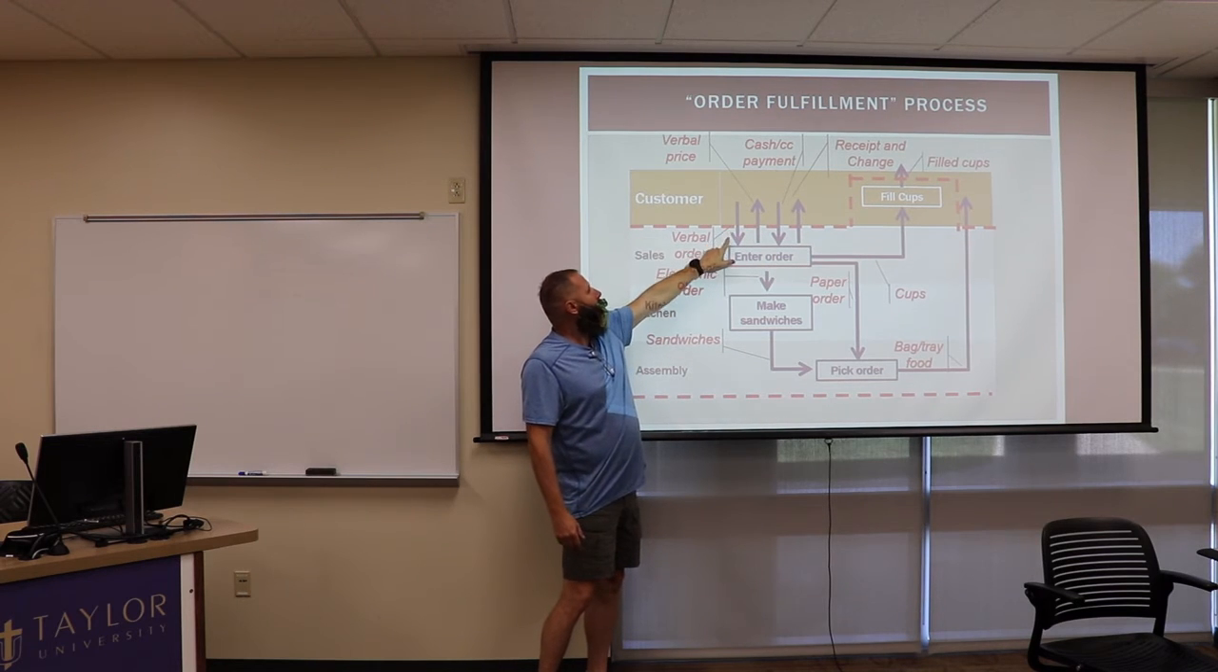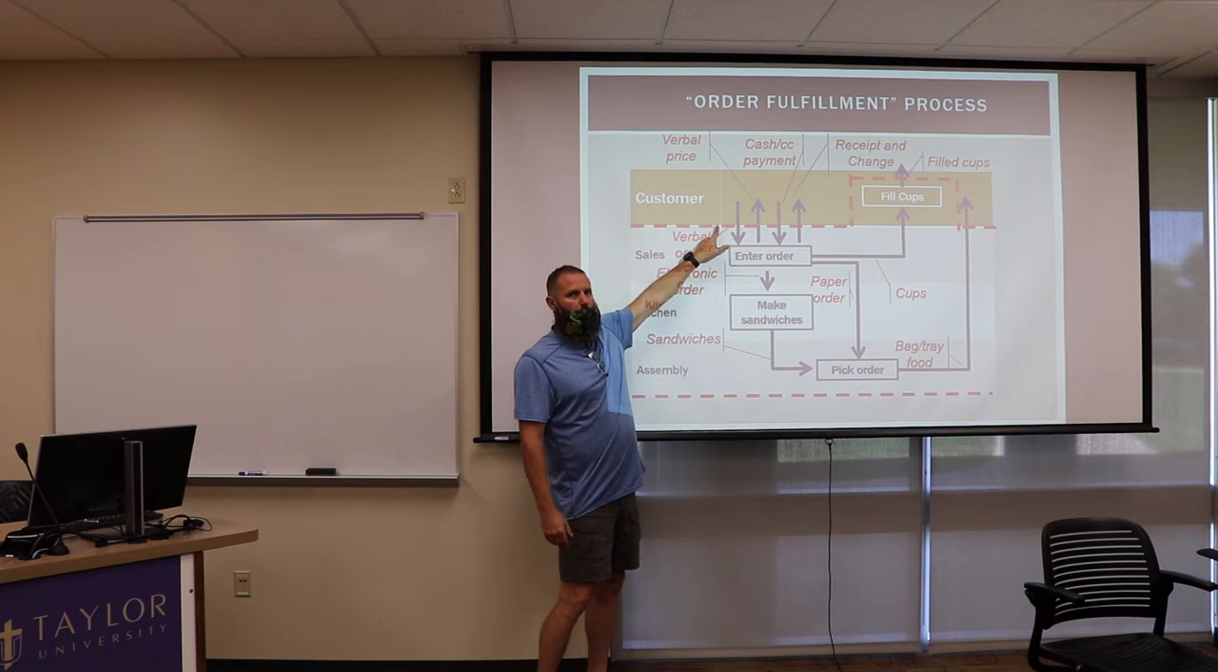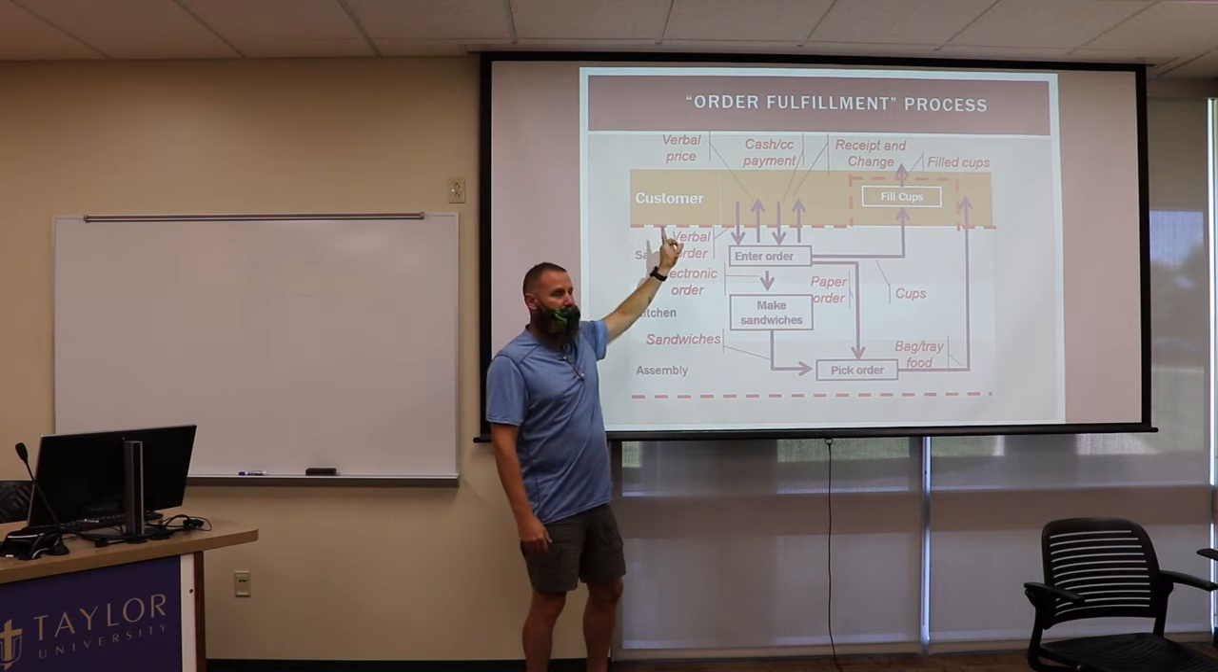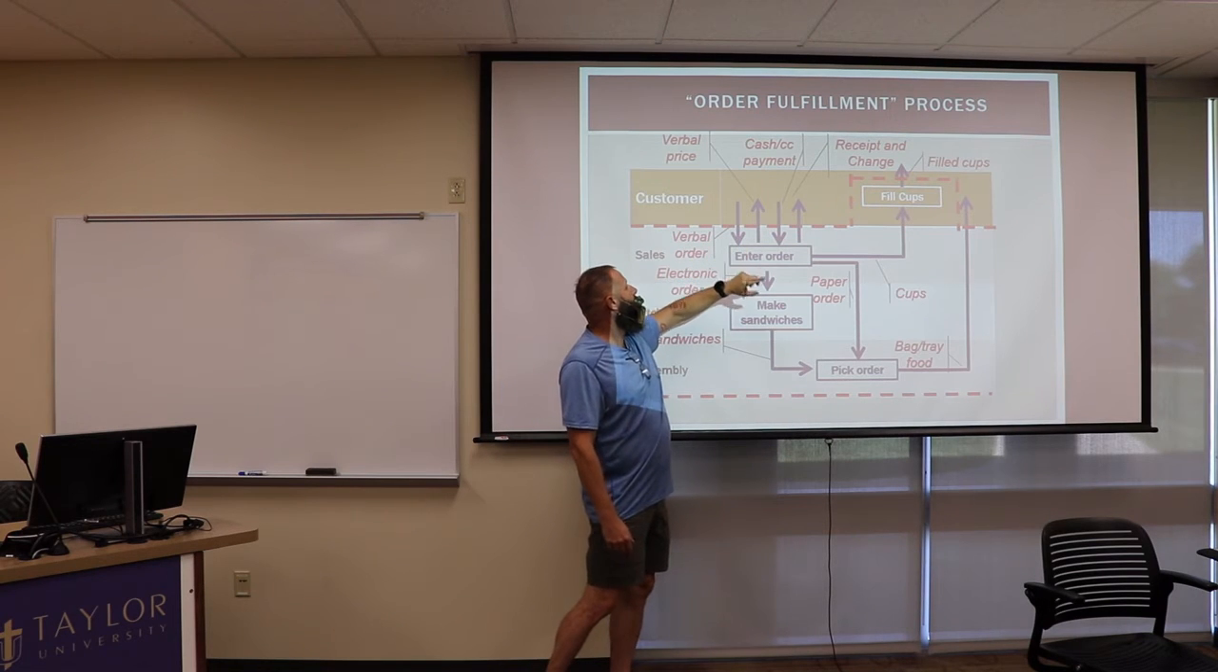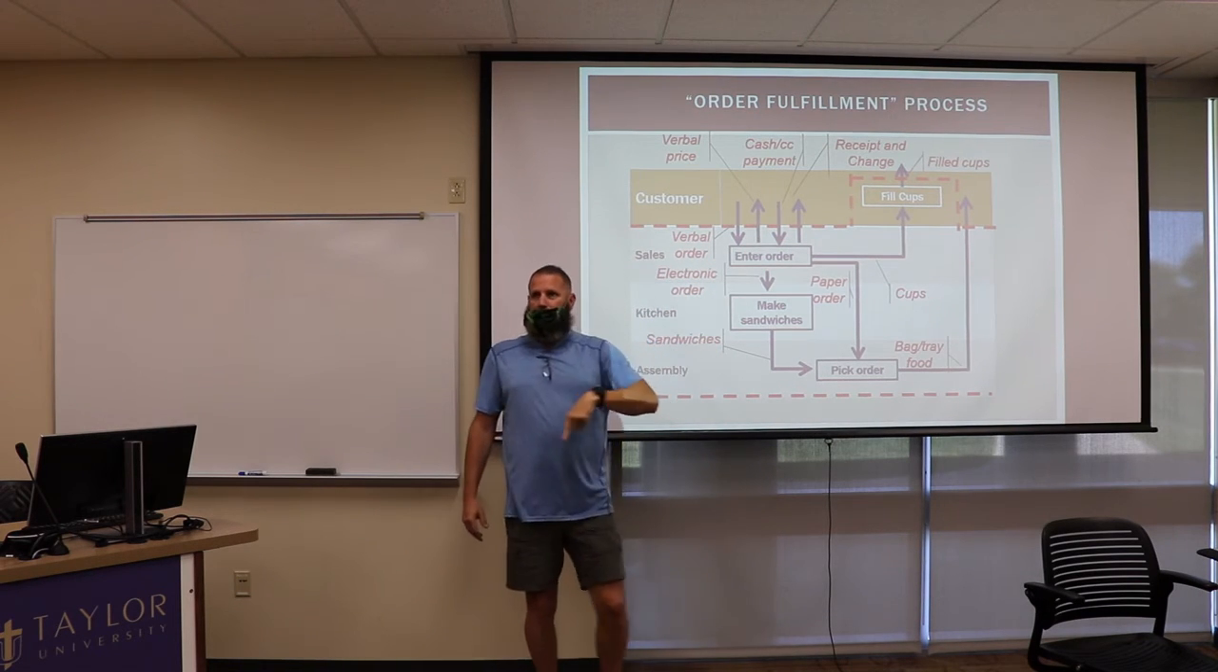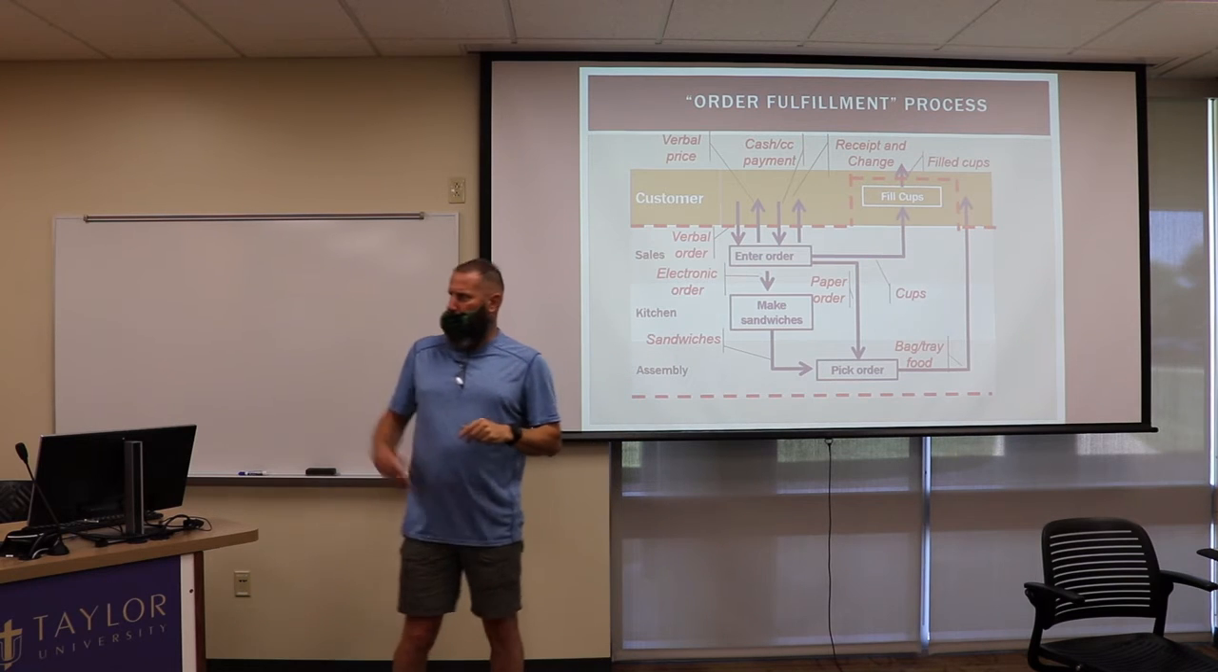So here we have what? The verbal order. Hey, I'd like a Big Mac, or a Whopper, or in my case, I'm going to go get the spicy chicken filet at Chick-fil-A. You're going to hear me talk about that a lot because it's my favorite sandwich of all time. The verbal price, that'll be $17.25, which is pretty close over here.